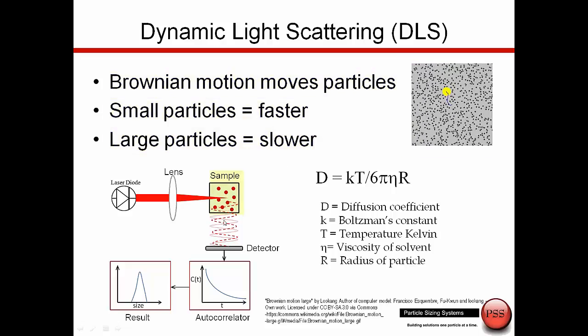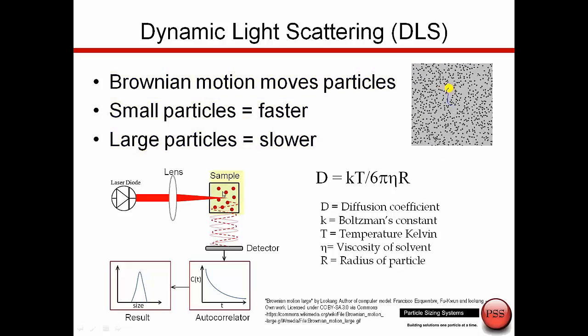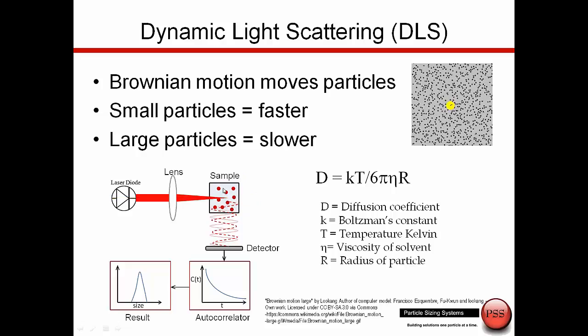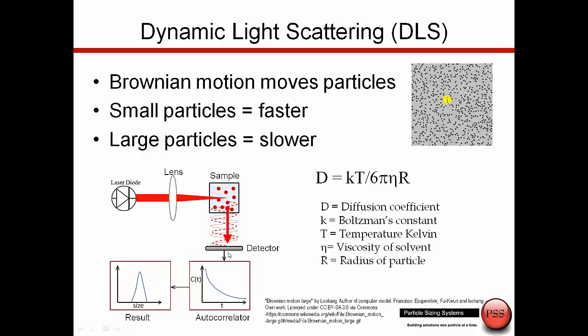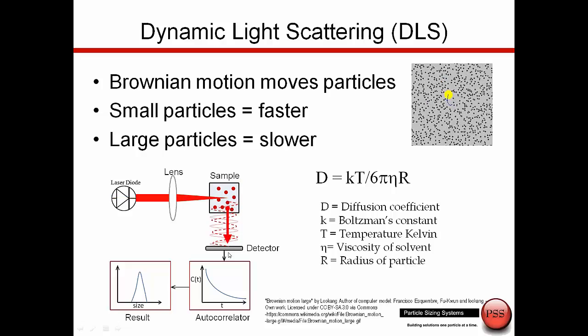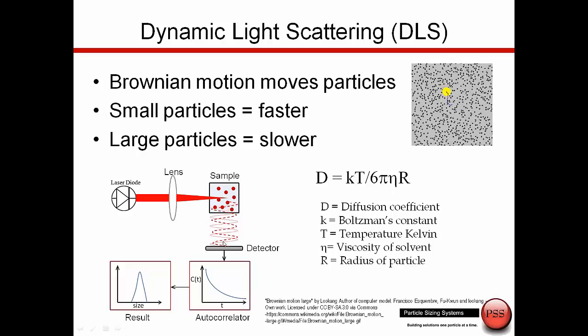The way we perform the measurement is a sample is placed here in a cuvette. We have a light source, and we look at the light scattering at some angle. I'm showing it here at 90 degrees, but for instance, an instrument could work at any angle we choose.